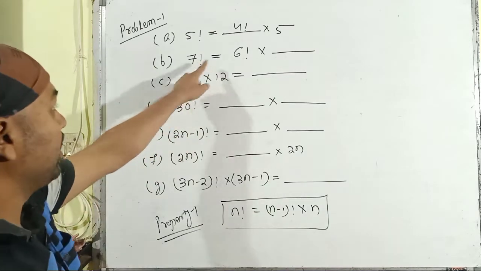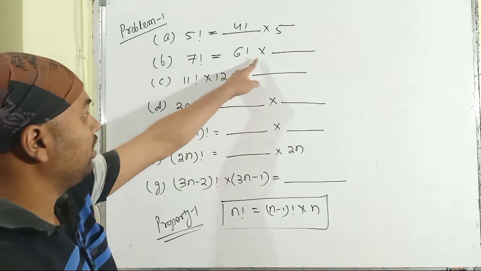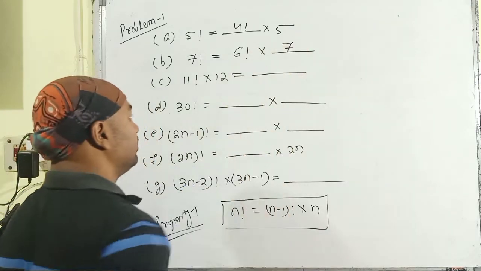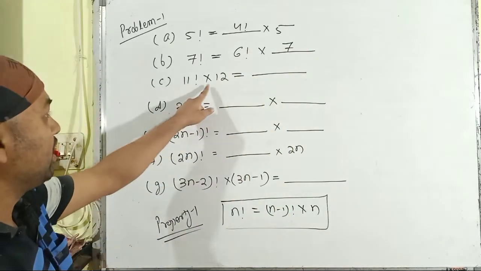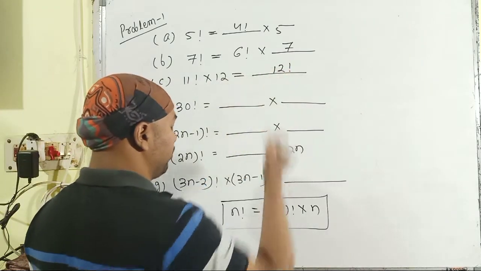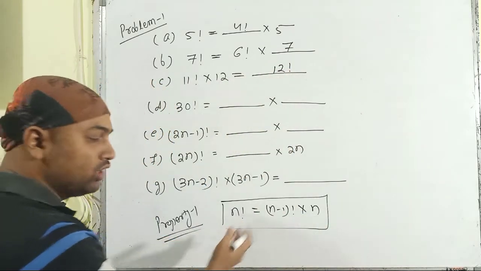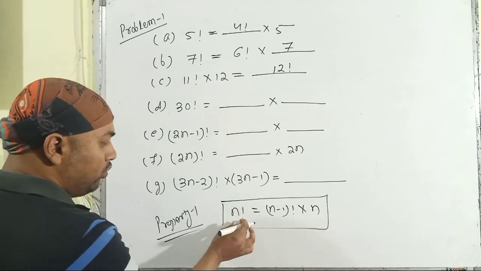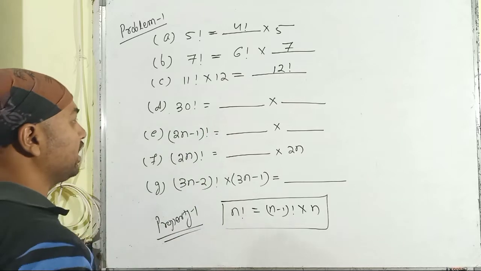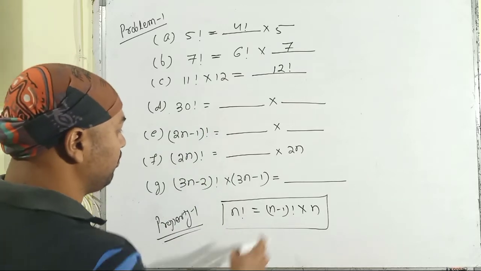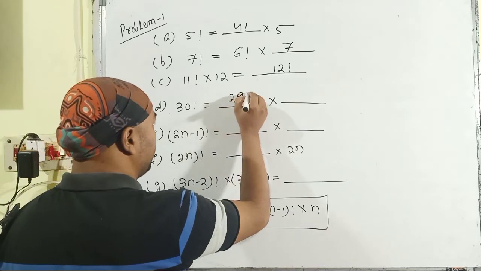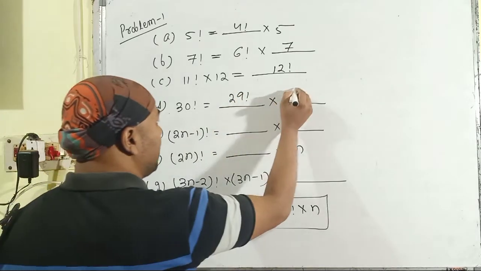Then 7 factorial can be expressed as 6 factorial into the next term, that means 7. 11 factorial multiplied with 12 is none other than 12 factorial. It is the reverse condition: starting from the right hand side, we have to find the left hand side. Then 30 factorial can be expressed, using this property, as factorial of 29 multiplied with 30.